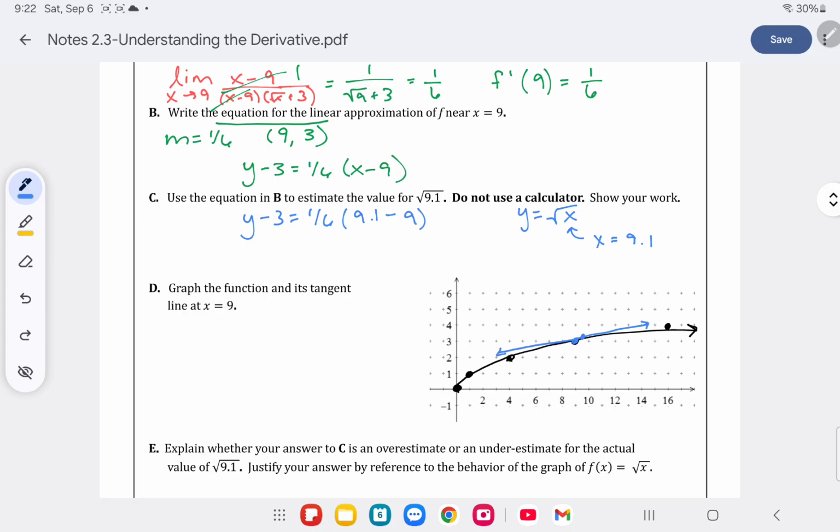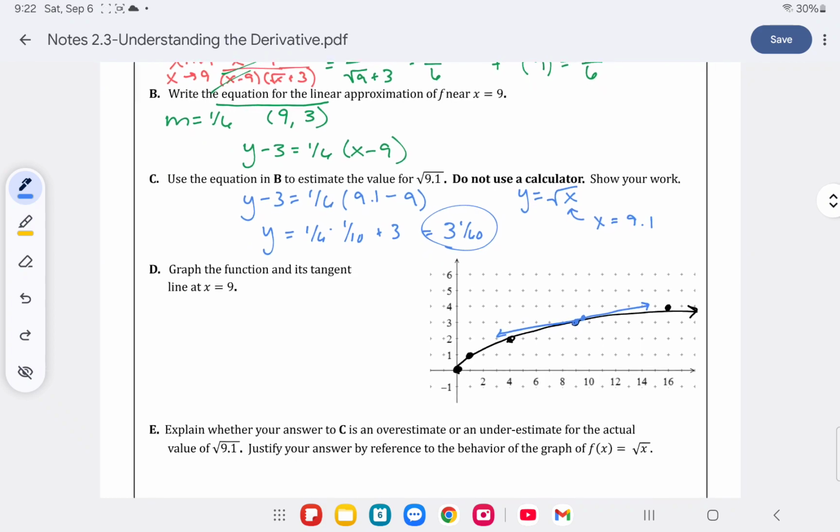9.1 minus 9 is 1/10, or 0.1. It says don't use a calculator. So we'd have 1/6 times 1/10 plus 3, which would be 1/60th plus 3. 3 and 1/60th would be our estimate for 9.1.